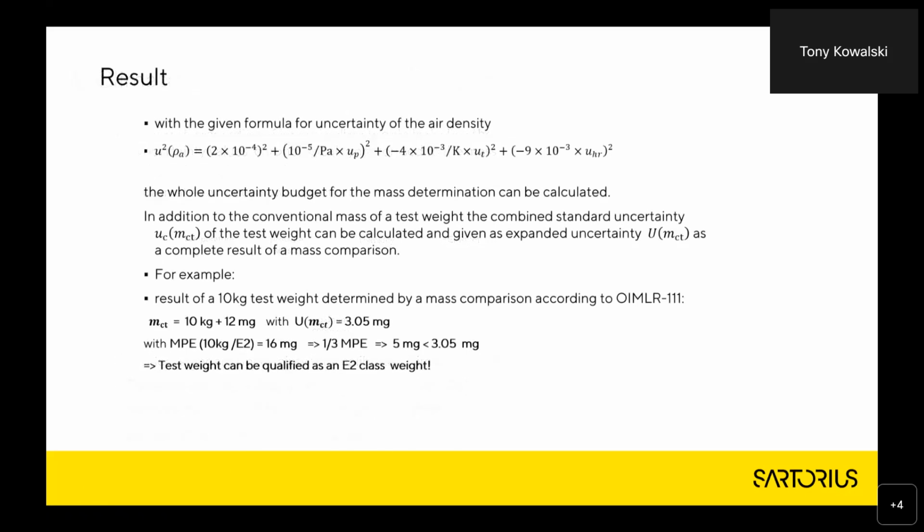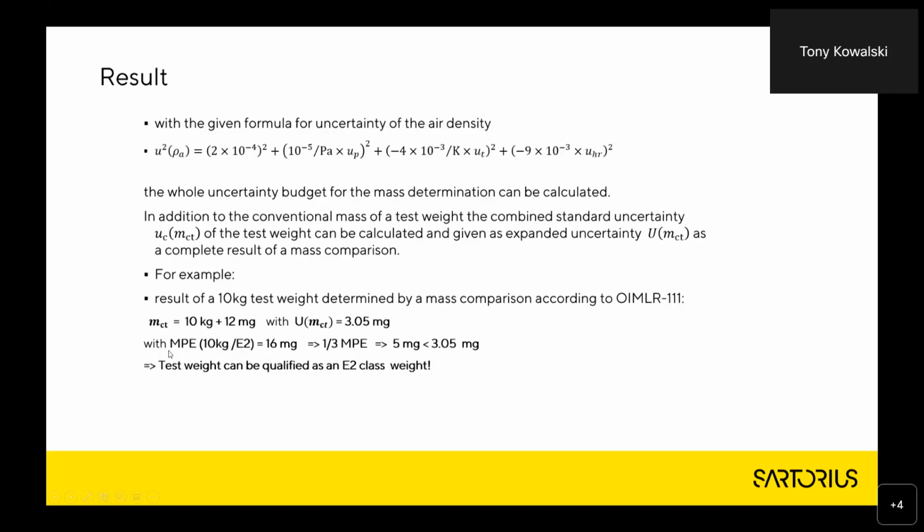So we've done all our measurements. We have a calculation. We calculated the uncertainty, and in this case, we want to know, was this particular comparator okay for testing a 10 kilogram weight? And in this case, the 10 kilogram weight has a maximum permissible error, 12 milligrams, and the uncertainty is a third of that, which is 3.05 milligrams.